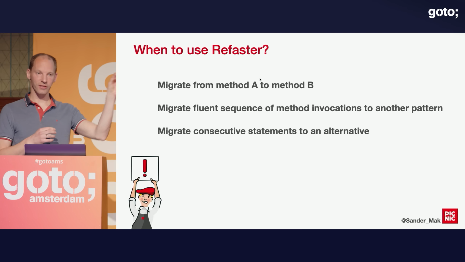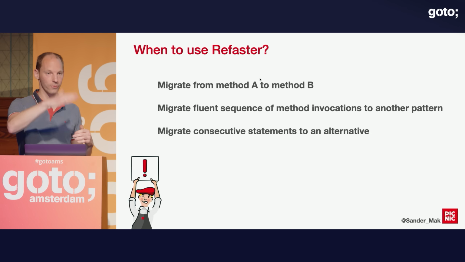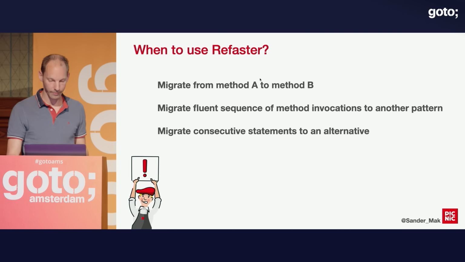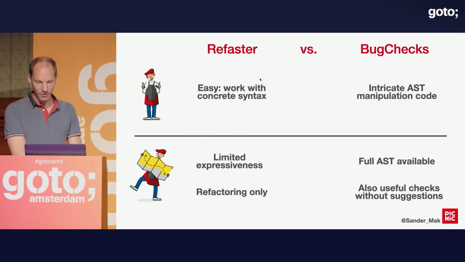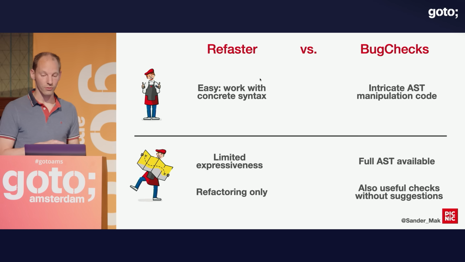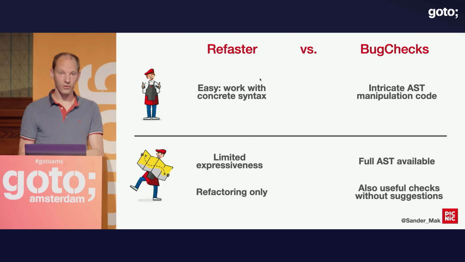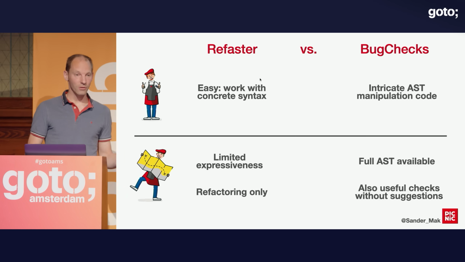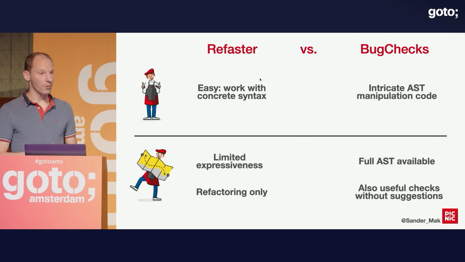So for us, it's mostly about this expression matching and having these fluent pipelines that you rewrite from one usage to another. Comparing these a bit, I would say Refaster is super easy to work with because you can use concrete Java syntax, but there's somewhat limited expressiveness, and there are limits to what you can do using Refaster rules. Whereas BugChecks, on the other hand, give you full access to the AST. You can go nuts, but it's also a bit complicated, and there's a steep learning curve there. So it definitely pays off to really think about which of the two you actually need for the particular challenge that you want to tackle.